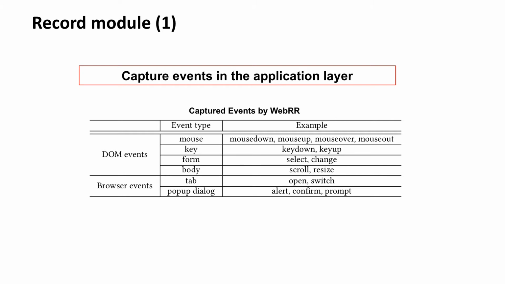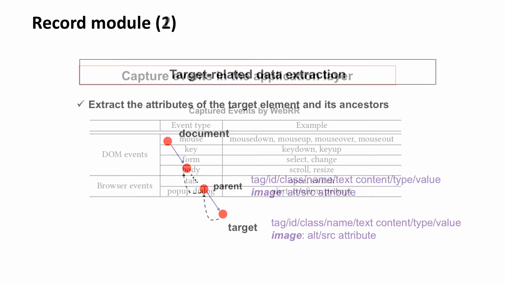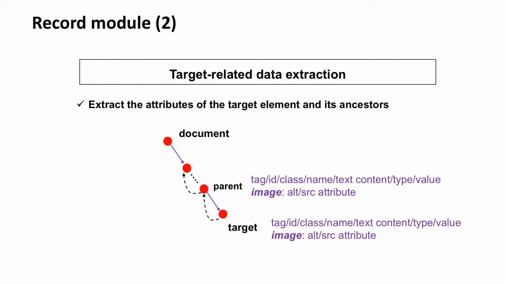This module will precisely record various user input events when the tester interacts with the application under test. Similar to existing record-replay tools, WebRR captures these events in the application layer by inserting a record library in the rendered page. After capturing events, WebRR further extracts the internal DOM attributes of the target element and its ancestors, which will be used as a clue to build the DOM-based locators by the self-replay module.